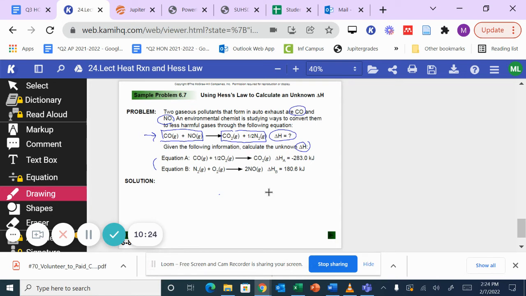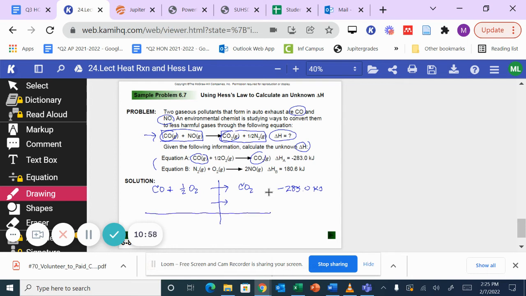Looking at equation A, do I reverse or not reverse? I see that CO is on the left side and CO2 is on the right side, so I'm going to not reverse. Arrow, write this down here. CO plus 1/2 O2 is CO2, negative 283.0 kilojoules. Also, go ahead and line up the arrows. It's easier for you to see what one cancels.